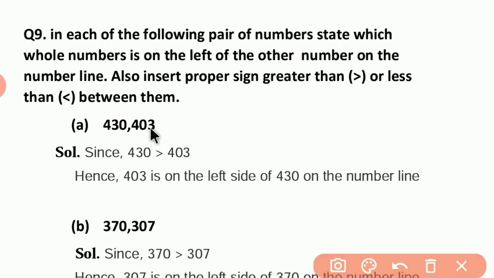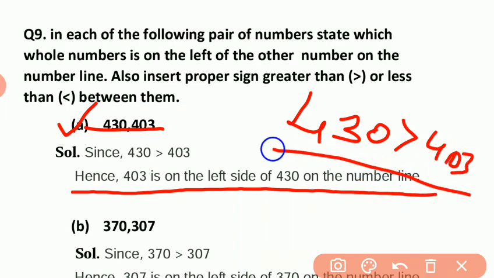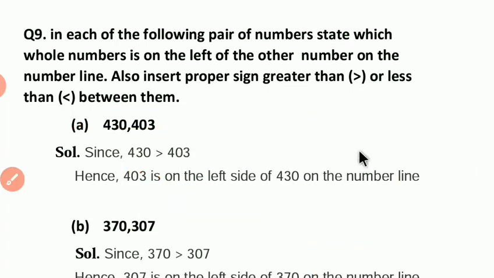So 430 and 403. Here again first we have to compare the numbers. Since 430 is greater than 403, hence 403 is on the left side of 430 on the number line. Why? Because we know that the number which is less than a second number will always be on the left side, because the left side number is always with a less value, and we know that on the number line as we go on the right side the value of the number increases. So first we have to compare the two numbers, and the number which is less than the second number is always on the left side of the bigger number.